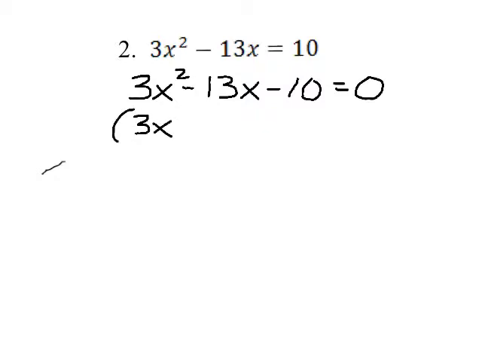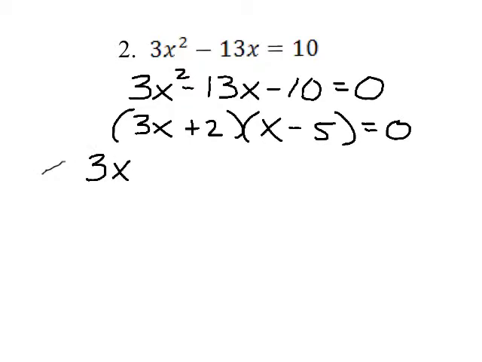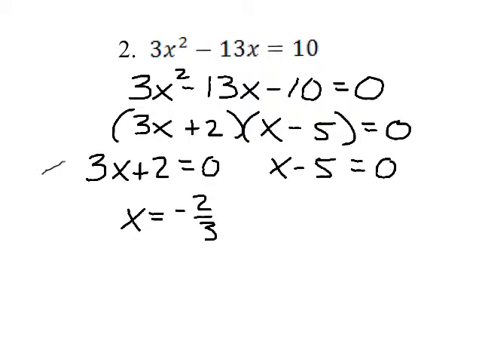So let's see, 3x and x, and then it feels like I should probably do a -5 here and a +2 there. And I think that should work right there, equals 0. Now we apply the zero product property. 3x plus 2 equals 0, and x minus 5 equals 0. If I go through and solve all this, you end up with x is equal to -2/3, and x is equal to 5.